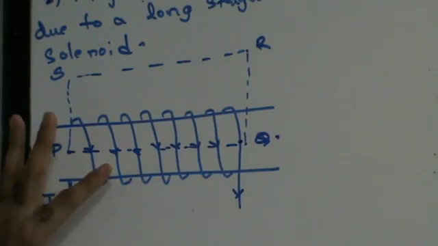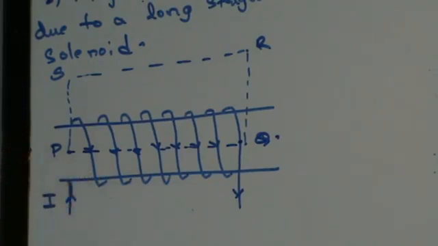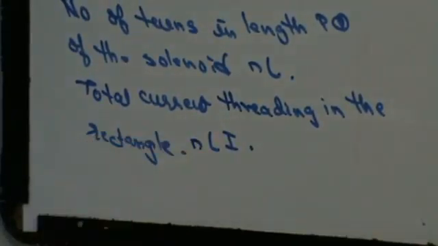The length of the solenoid is L. There are n number of turns, right? So the total current is going to be nothing but N into L into I. This is my total number of turns multiplied by the current in each turn, right? Do we get this simpler?